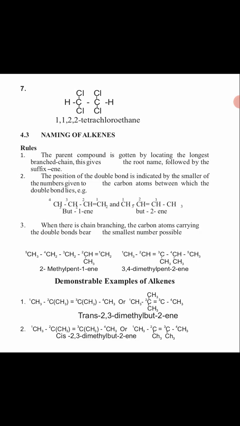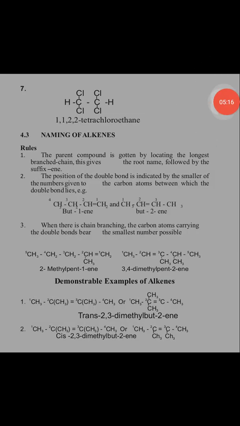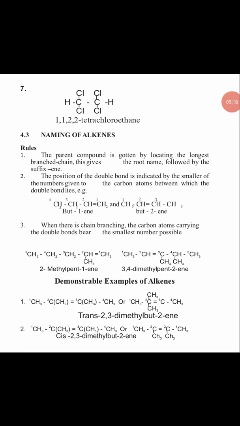If I go from front to back, I'm having 1, 2, 3, 4, 5. Can you see? That's a larger number compared to 1 and 2. So you have 2-methylpent-1-ene. Look at the other one, 3,4-dimethylpent-2-ene. So the examples are very, very explanatory.